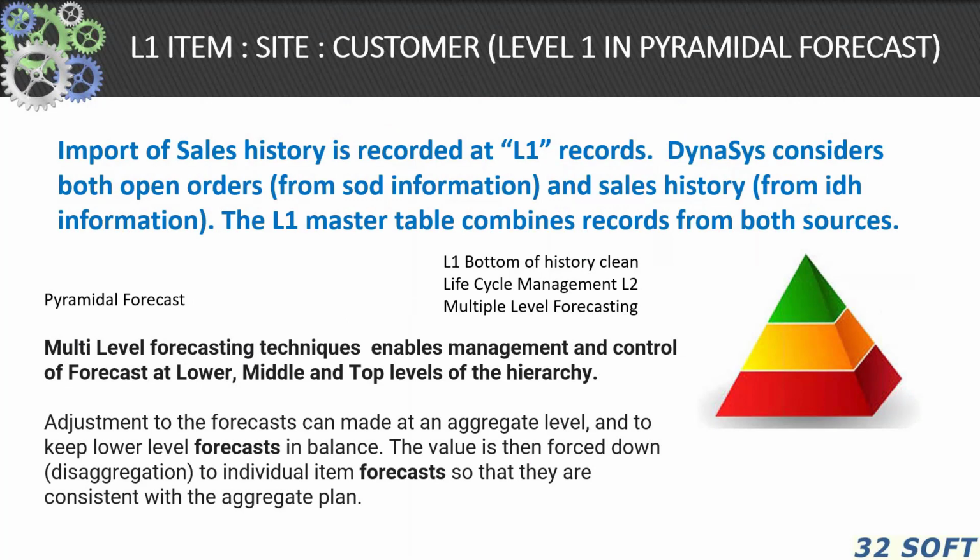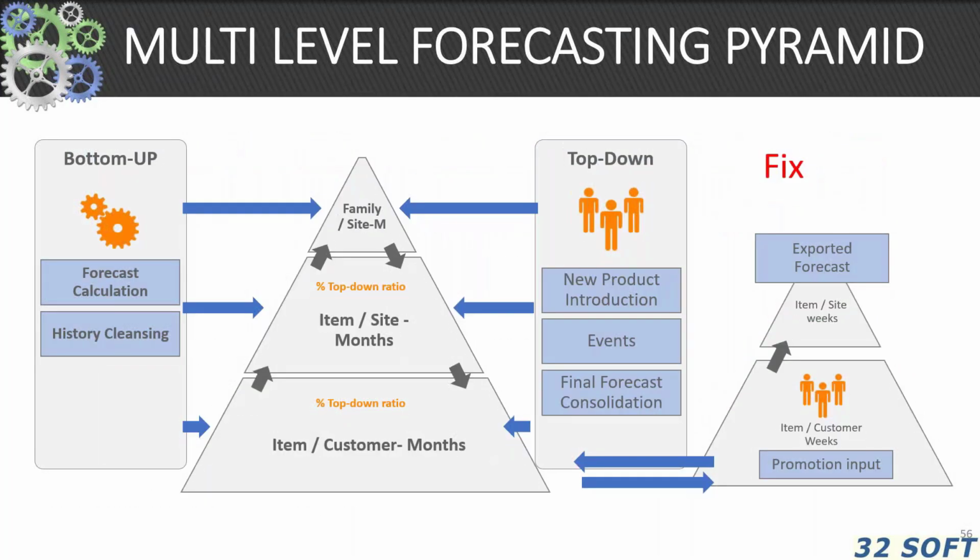The import of sales history is recorded in what is referred to as L1 records. Dynasis considers both open orders from SOD in sales orders and from the IDH invoice information. L1 records or master table contains records from both in what is referred to as a pyramidal or multi-level forecast. Dynasis contains this multi-level pyramidal or multi-echelon forecast at three primary levels: the family site months, the item site months, and the item customer months.